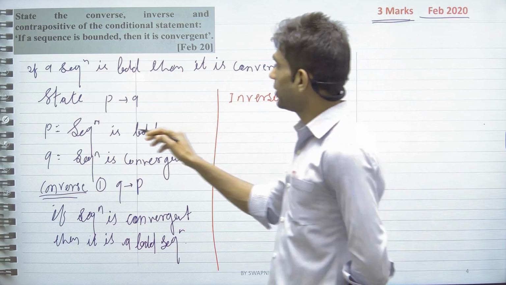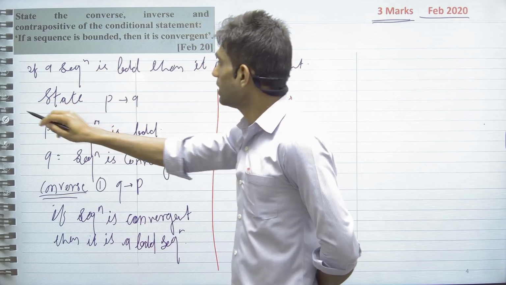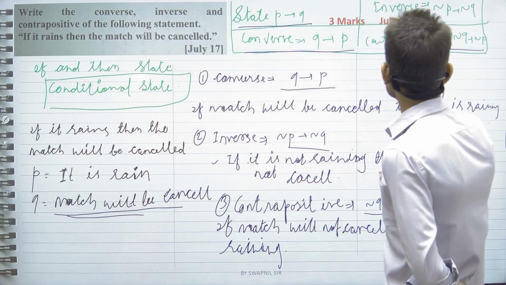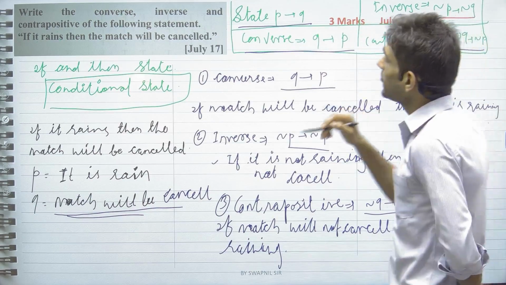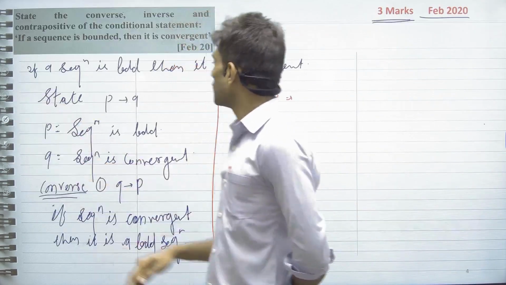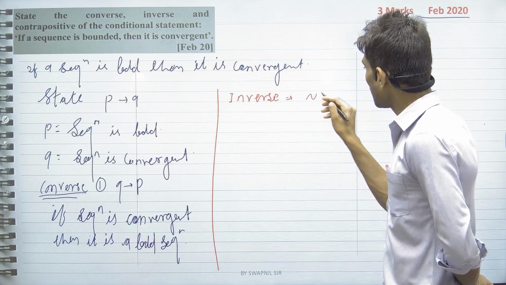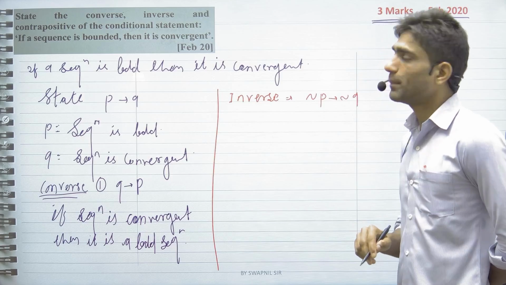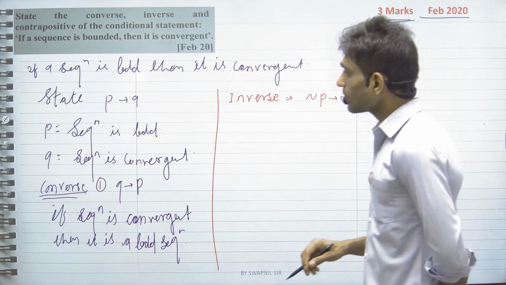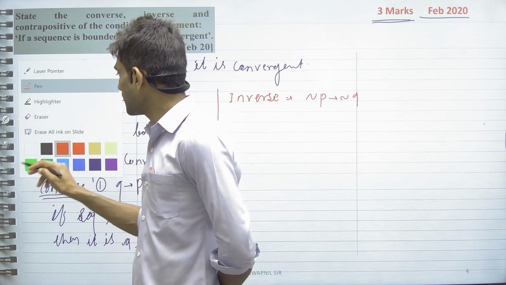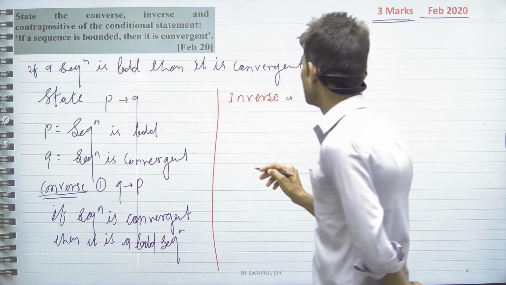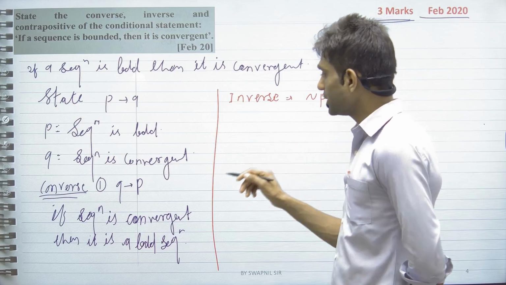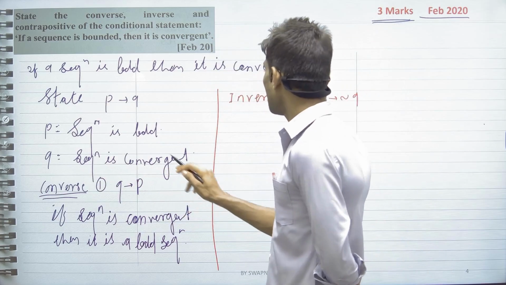Okay, so if you have statement P implies Q, then its inverse says that negation of P implies negation of Q. Okay, so inverse: negation of P implies negation of Q. Here the contrapositive is negation of Q implies negation of P. So write down negation of Q implies negation of P. That means not P, then not Q.